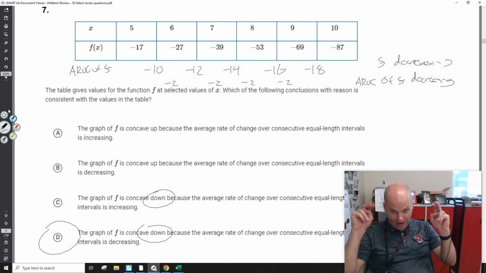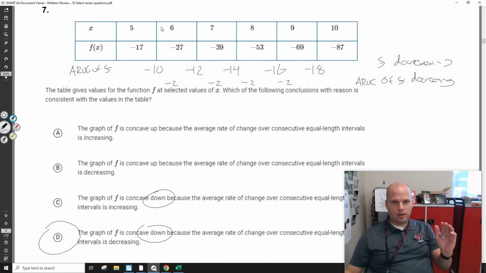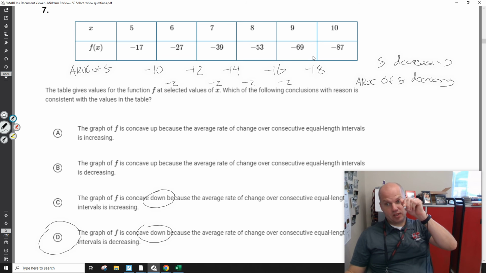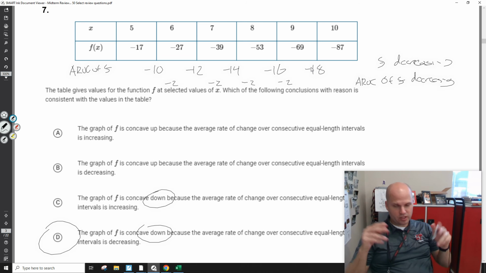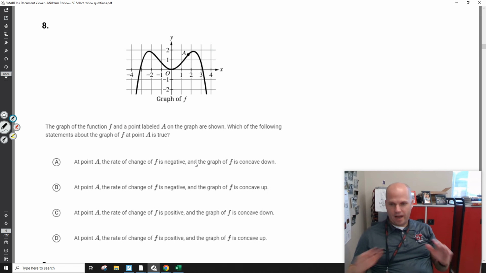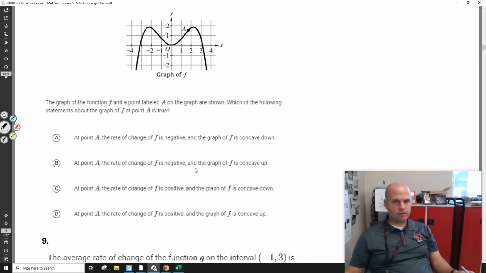You think it's getting faster. A lot of people will make mistakes on this. They will say, oh, it's going faster downward. That means the average rates of change are increasing, but no, they are decreasing. Negative 10 to negative 12, minus 2. I have to stop explaining because we just have to get the answers.